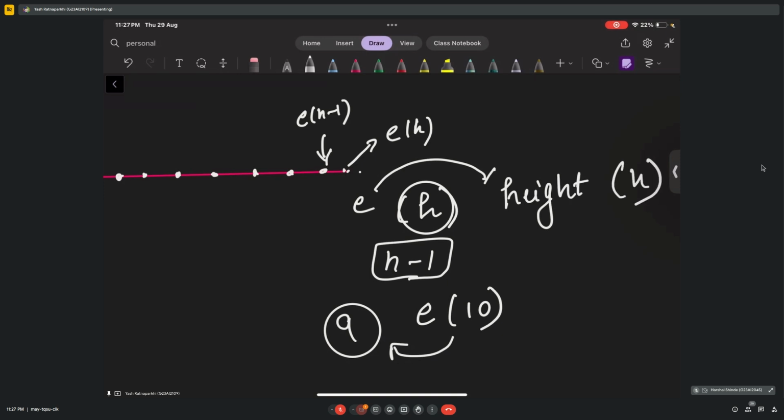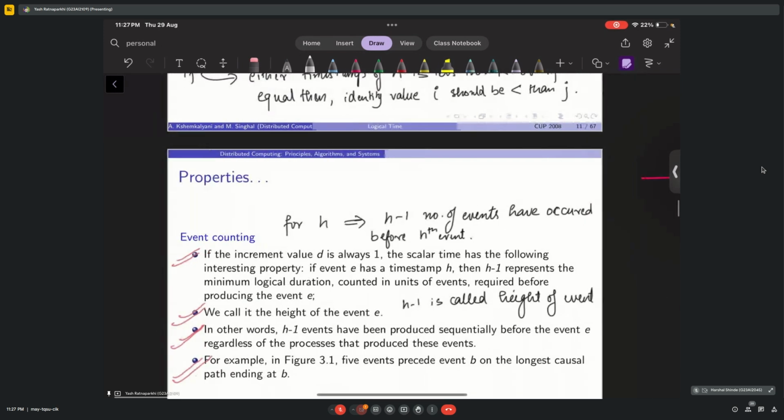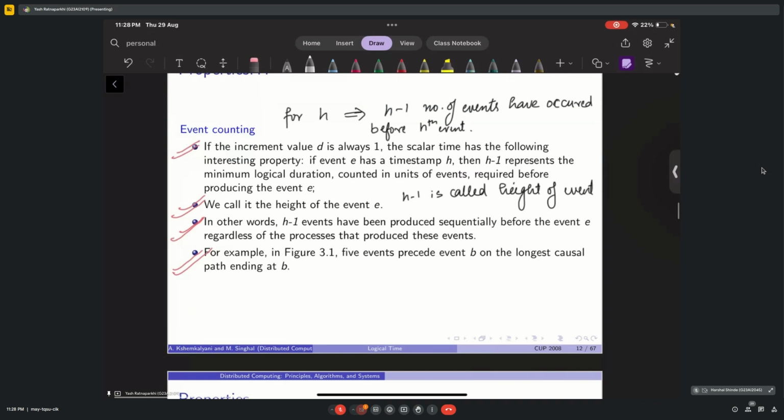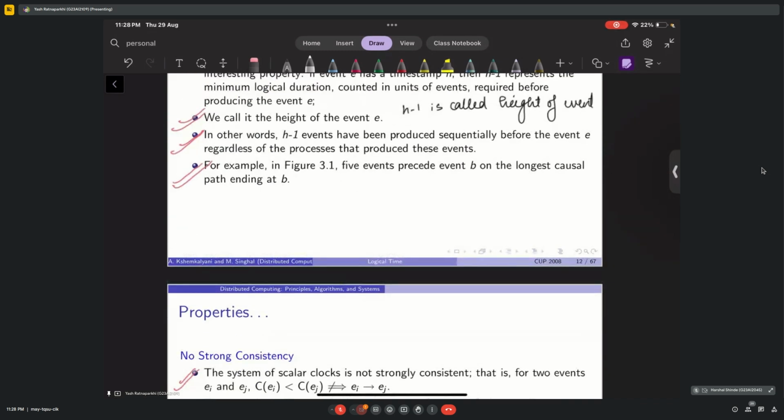So if I ask, what is the height of event E100? 99. Perfect. Correct. So the height is h minus 1. In other words, h minus 1 events have been produced sequentially before the event e, regardless of the process.